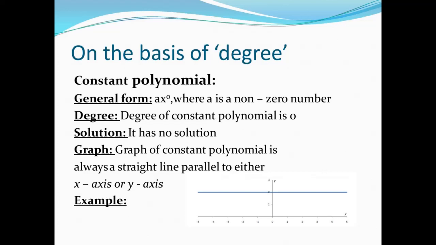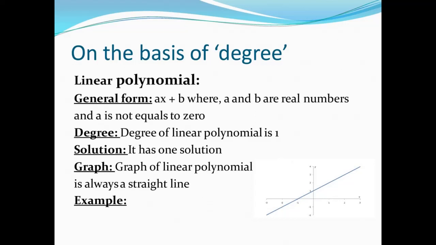Very first classification is constant polynomial. General form of constant polynomial is a x to the power 0. In a x to the power 0, the variable's highest power is 0. That's why degree of constant polynomial is 0. Solution, it has no solution. Graph of constant polynomial is always a straight line parallel to either x-axis or y-axis. Graph of constant polynomial is shown in the figure.